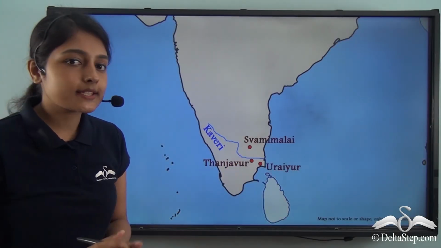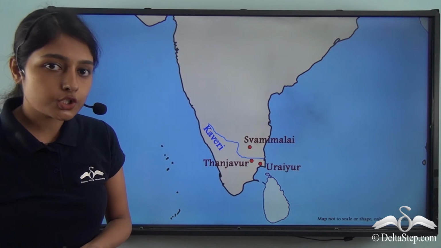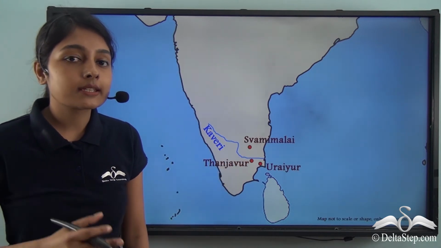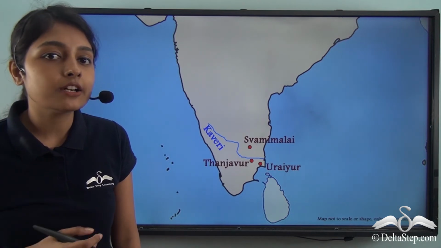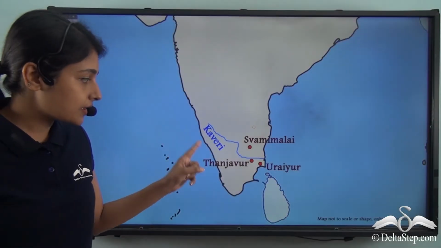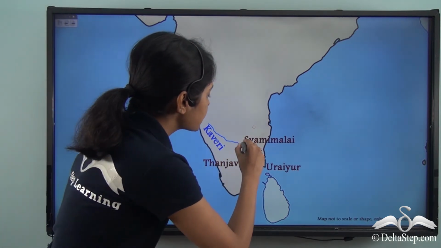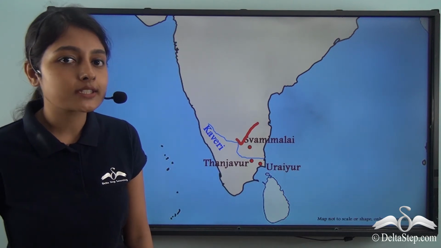Now zoom in on this map. Here you can see Thanjavur, that was the capital of the Cholas, and here you can see Urayur. We just mentioned the name of the place Urayur in the sense that we talked about how the Salya weavers belonged to Thanjavur and Urayur. Close to Thanjavur and Urayur was located another village by the name of Swamimalai. Now let us find out how Swamimalai is important in our discussion.